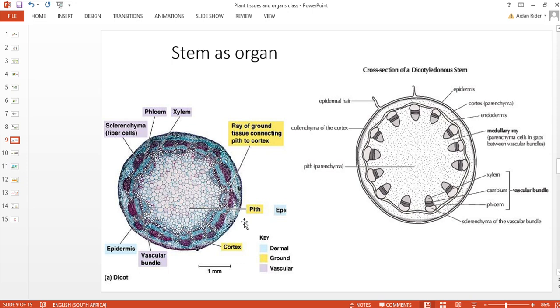Okay, here they also show you the key. Dermal is the light blue, the ground tissues are these with the yellow, and the vascular is obviously these round, the pits of the watermelon, if you can put it that way.